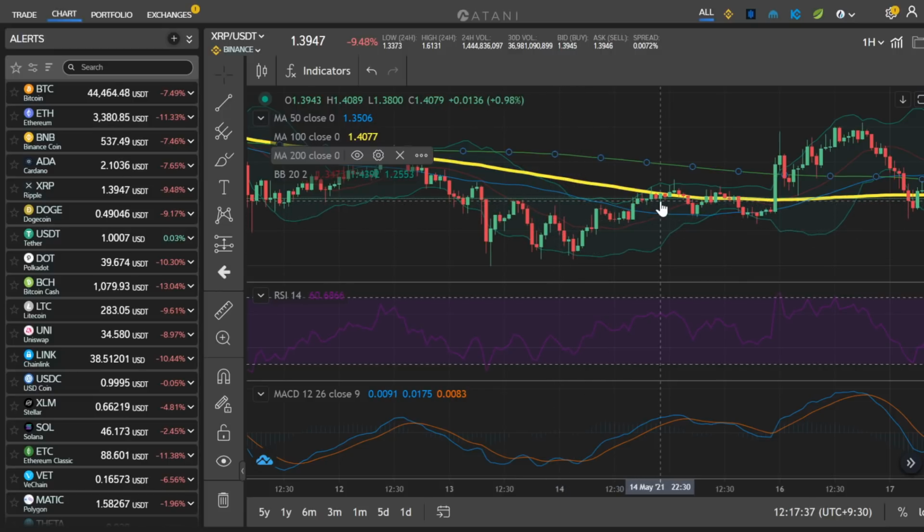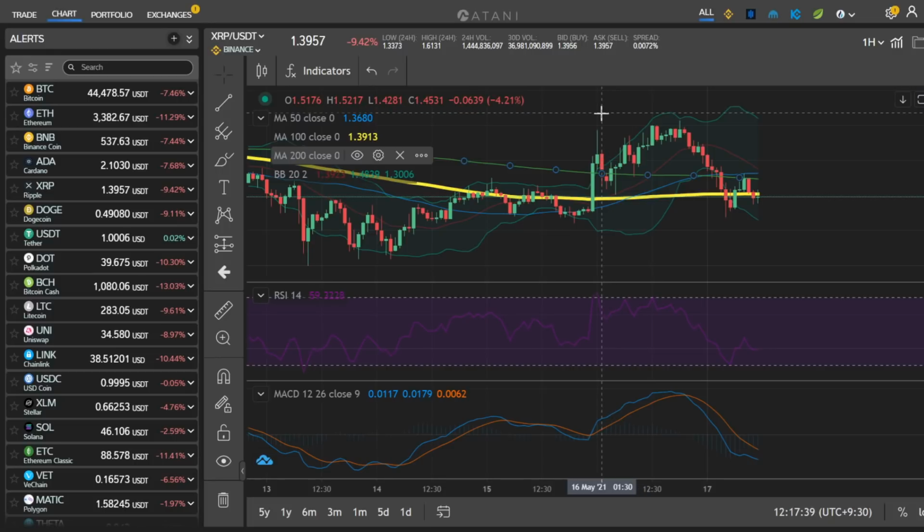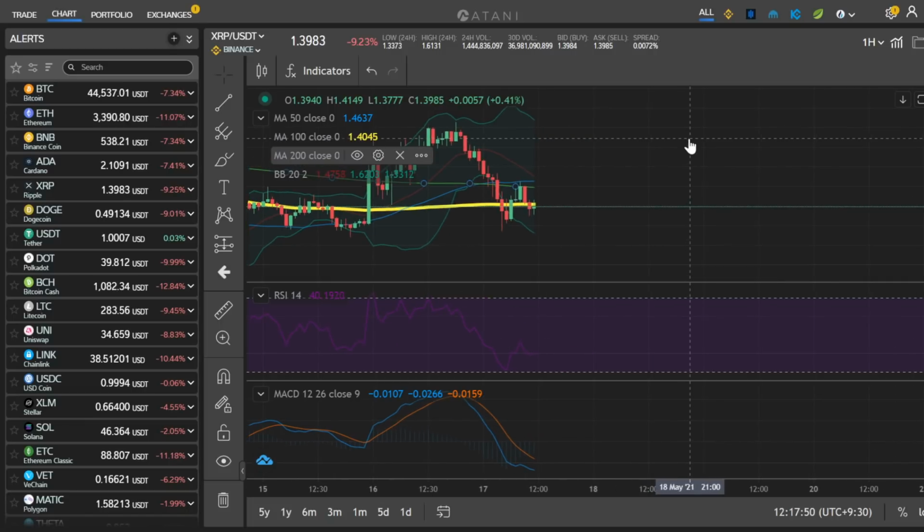And so be mindful of that and keep an eye out. But over here, for example, it broke out of this. And so a sell order would have been a fantastic opportunity here and ride that wave down. So just be mindful of that. And right now we're sitting in this sort of space.